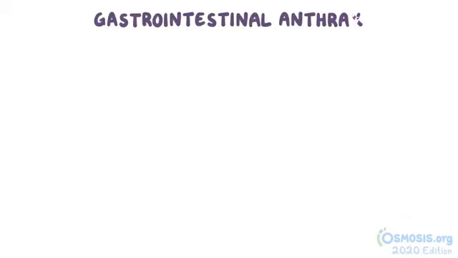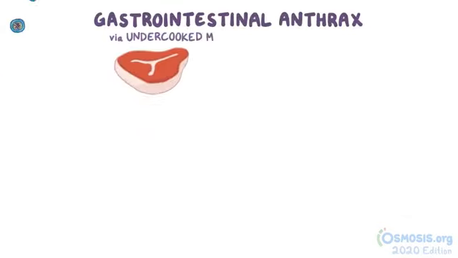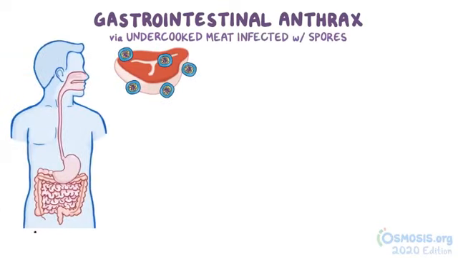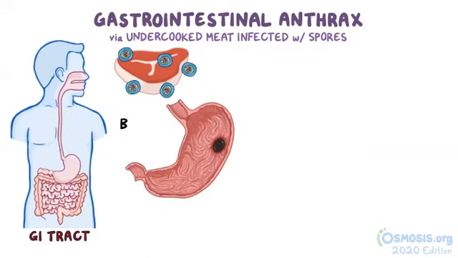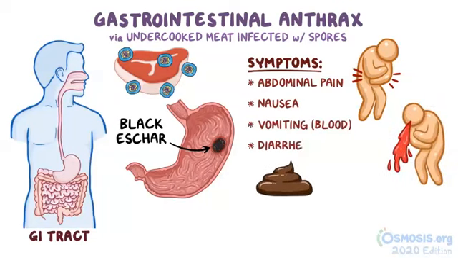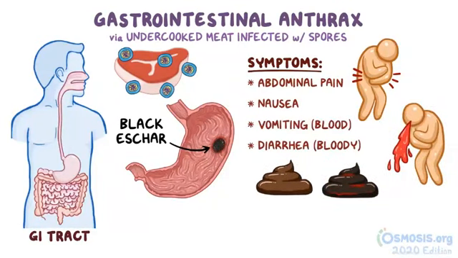Gastrointestinal anthrax occurs when a person ingests undercooked animal meat infected with spores. The ingested spores can affect any part of the GI tract from the mouth to the rectum, and through a similar process to that of the skin, they can cause the formation of black eschars. Symptoms include abdominal pain, nausea, and vomiting, especially vomiting blood, and diarrhea or bloody diarrhea.